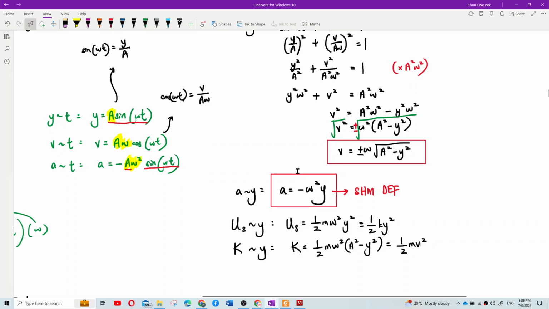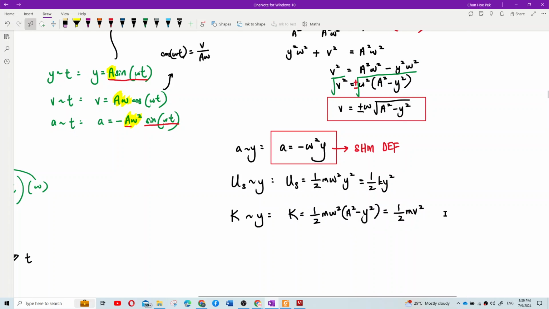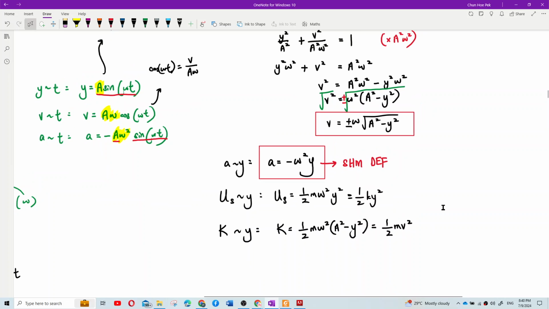Okay, class? So this is the formula that we're going to use. All these formulas are provided in the list of formulas. So this is half m omega square, A square minus Y square. But you see, very similar. Potential energy is only Y square, but for kinetic energy it has A square minus Y square. The front part is the same. You see that? This half k y square is the elastic potential energy of the spring. Half m v square is the kinetic energy of the block.